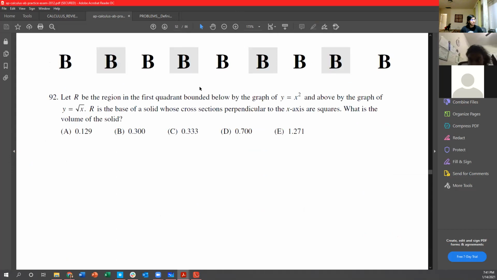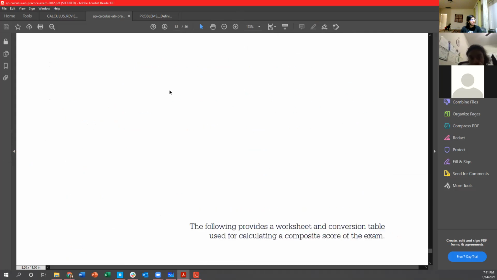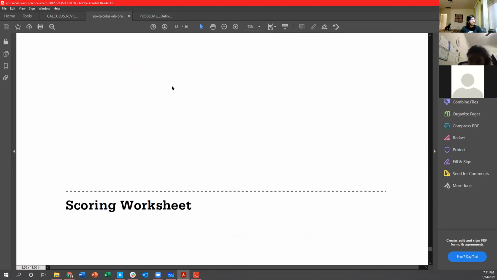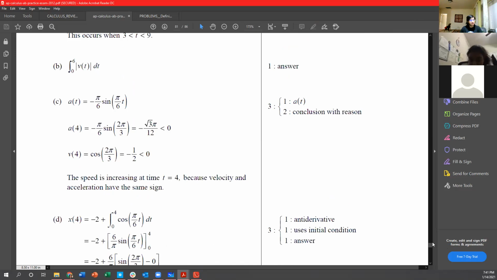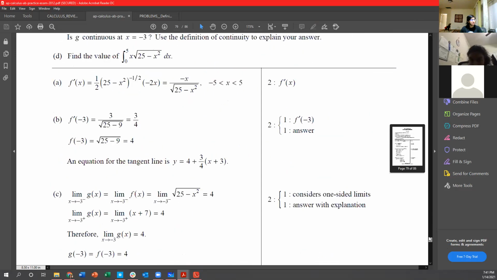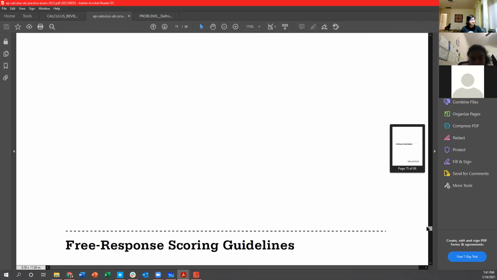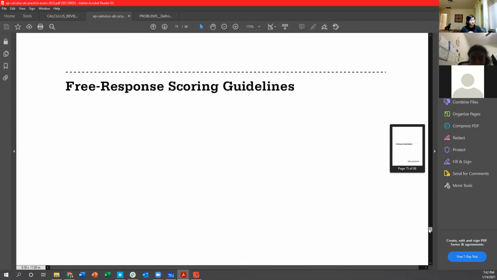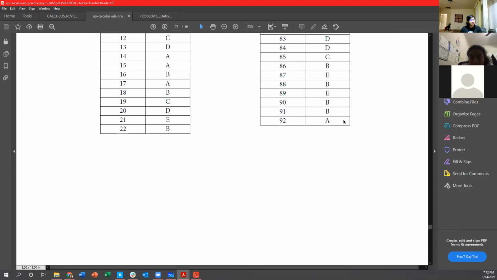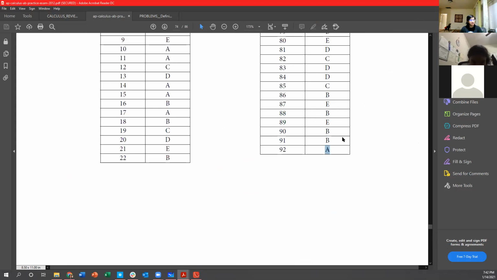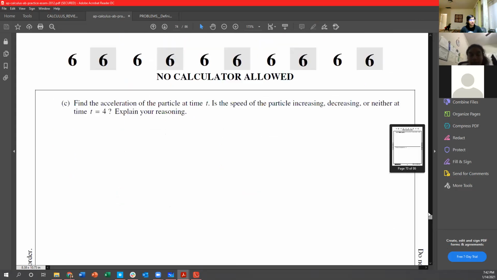92. Sorry, guys. I'm trying to figure out where I can find the answer key. Oh, these are the solutions for the free response. I just don't want to give you the wrong information for the multiple choice. Okay. So hopefully 92 was A. Is that what we got for 92 just now? Yeah, it was A. Okay, good.